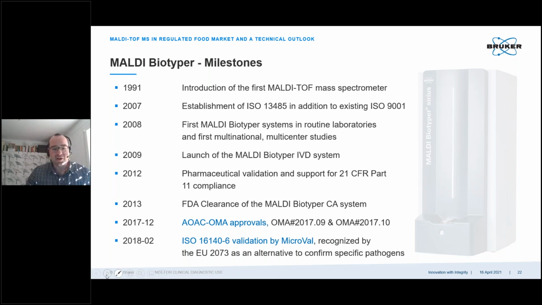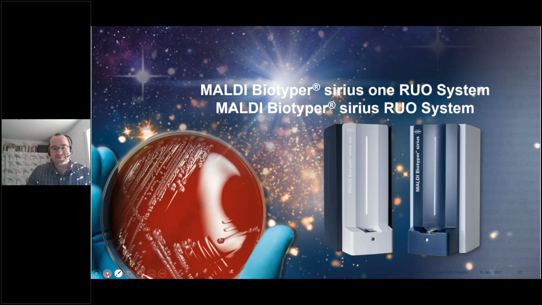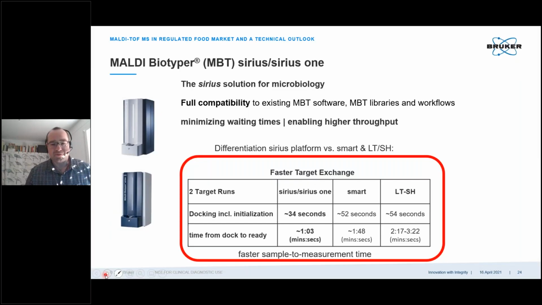But time goes by, and hardware developers are also busy. So a new MALDI Biotyper Sirius 1 and Sirius system was launched in the last years, but they were not part of the food studies. The Sirius 1 and Sirius are compatible with the existing MBT software, MBT libraries, and workflows. Advantage, the minimized waiting times: the time from docking to initialization and the time from docking to ready. This means that the vacuum must be evacuated from the system and the high voltage is turned off. So this means a faster sample-to-measurement time.